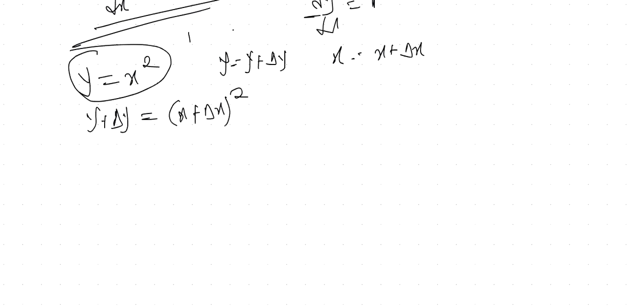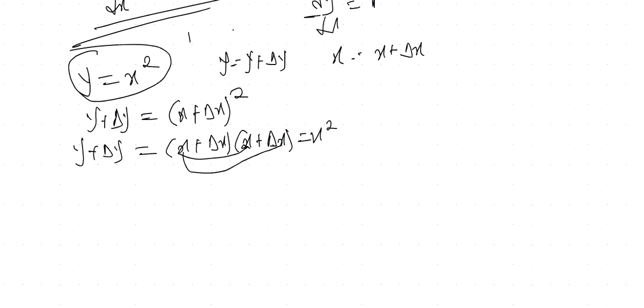Then we have y plus change in y, which is equal to, once you expand this, x plus change in x times x plus change in x. That gives us x times x, that's x squared; x times change in x, that's x change in x; then change in x times x, that's x change in x; and change in x times change in x, that's change in x all squared.